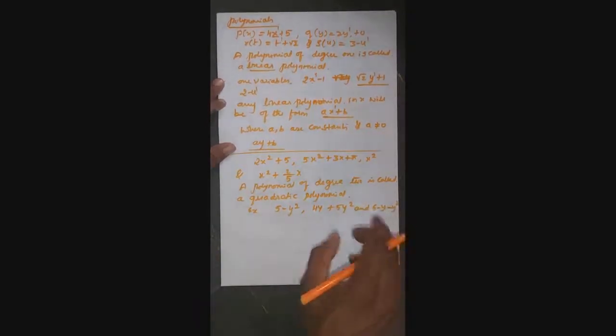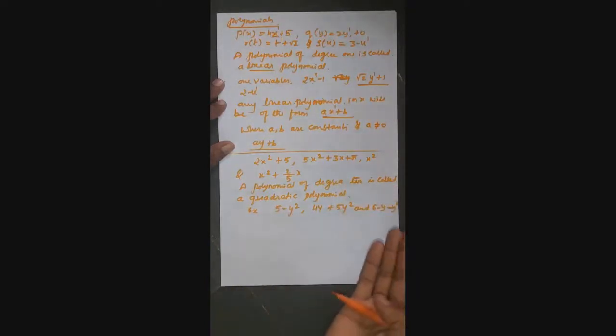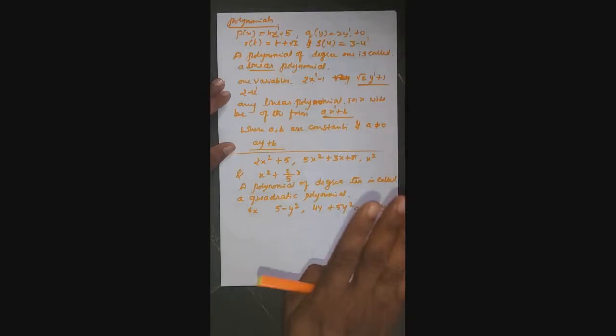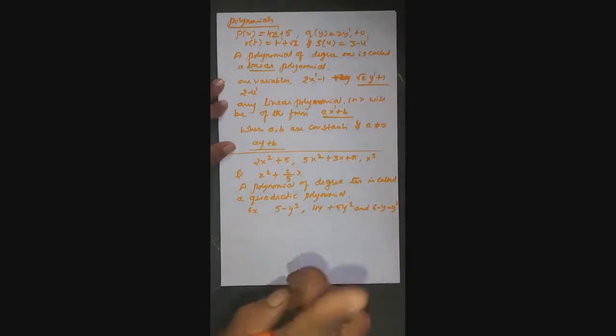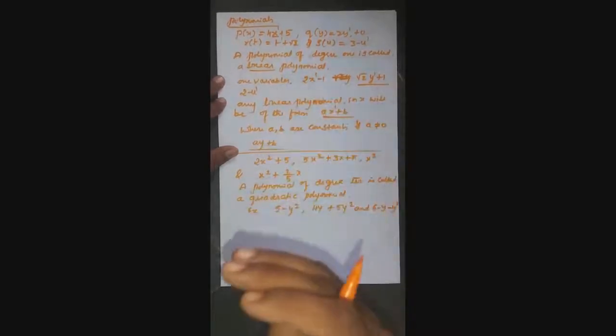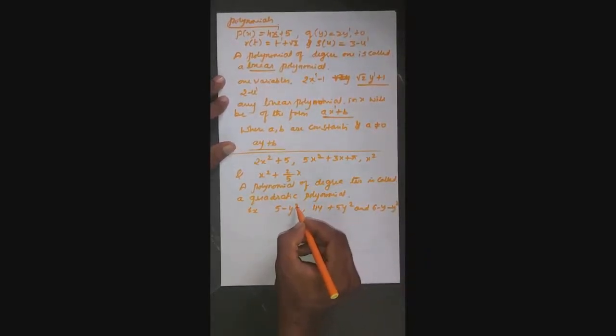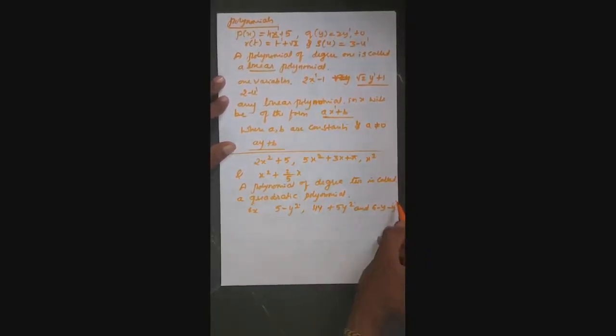Can you write a quadratic polynomial in one variable with 4 different terms? You will find a quadratic polynomial in one variable will have at most 3 terms, which means not more than 3. Here the degree is 2, here also degree is 2, here also degree is 2. Those are examples of a quadratic polynomial.